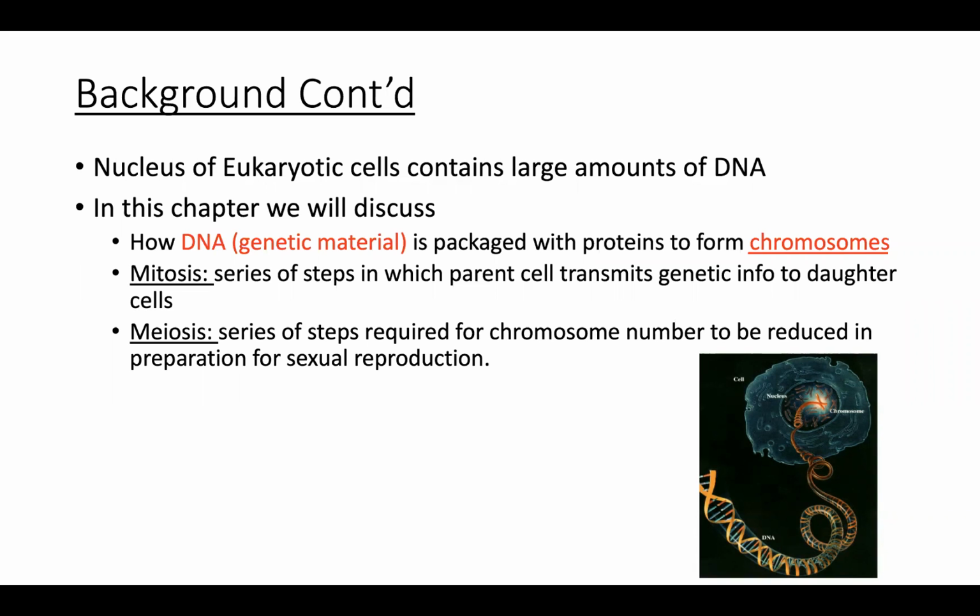However, meiosis is a little bit different. Meiosis is a reductive cell division in which the number of chromosomes is being reduced in preparation for sexual reproduction. So the daughter cells created in meiosis are going to be genetically different than the parent cell, because the chromosome number is actually going to be reduced. And we're going to take a look at that in a little more detail.